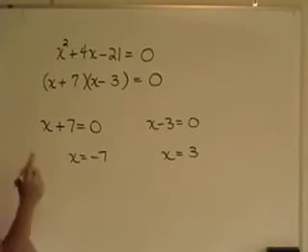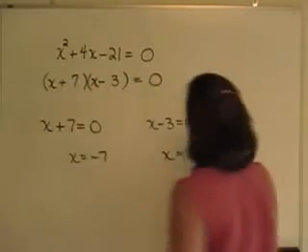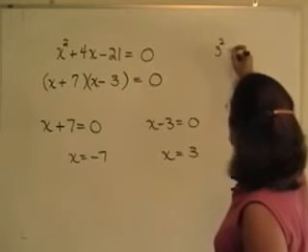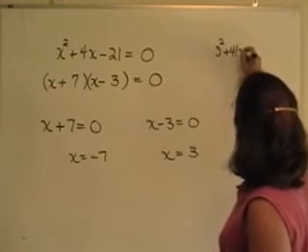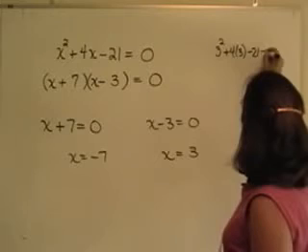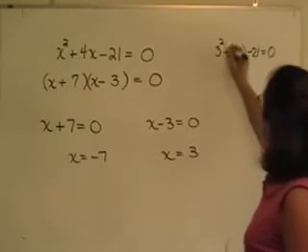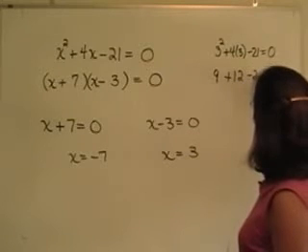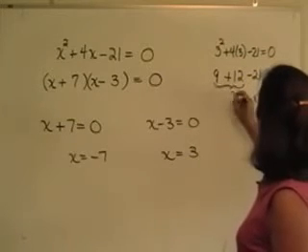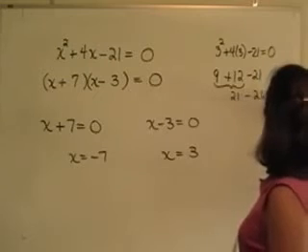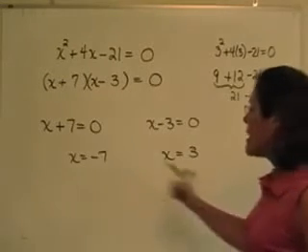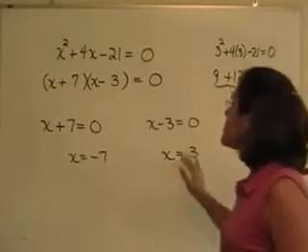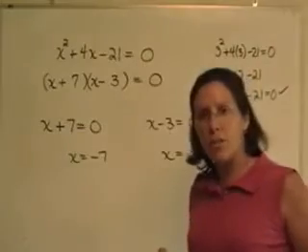If I were to check them, and I'm going to attempt to do that maybe over here, let's put the 3 in anyway. For x, I will take 3 and square it, plus 4 times 3, minus 21, and I want to know if that equals 0. 3 squared is 9. 4 times 3 is 12. We're using order of operations. 9 plus 12 is 21. 21 minus 21 does equal 0, and it checks. I can do the same thing with the negative 7. I'll leave that for you to do on your own. These two solutions should go back into the original equation, and they should check.